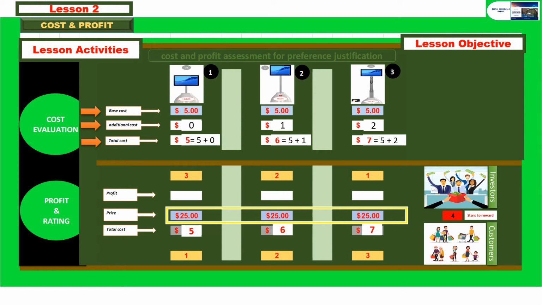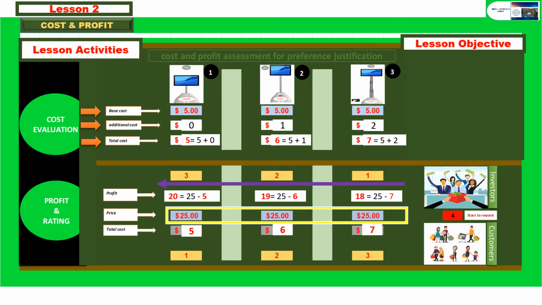So with $25 being the price, how do we compute profits? In the lowest version, we obtain $20, which is 25 minus $5, the cost. For the middle version, we obtain $19, which is obtained by taking 25 minus 6. In the highest version, the profit is 18. We obtain that by doing 25 minus 7. And this is how we compute those profits for each version.